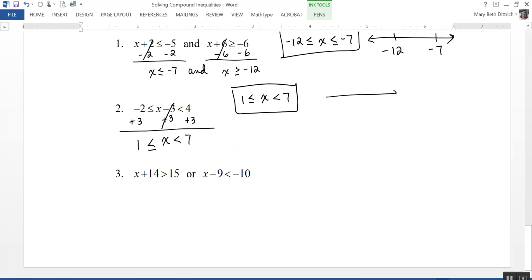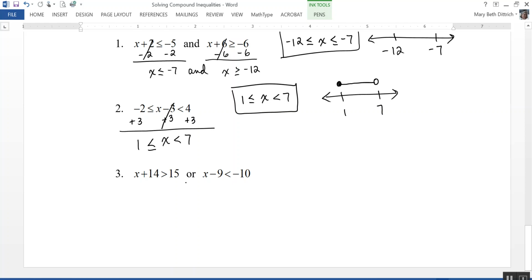Graphing that on a number line is going to look like this. I'll have a 1 and a 7, and a solid dot over the 1 because this is an or equal to, an open circle over the 7, and then they are connected by a line. So the solution for this is any number. It can be 1, it can be anything greater than 1, up to, but not including 7.